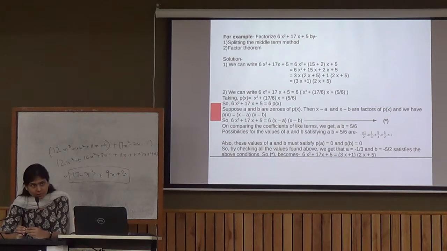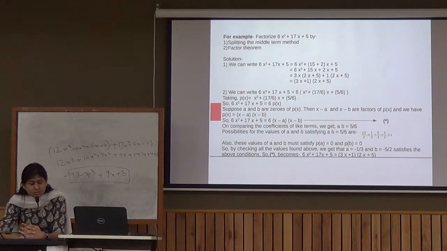Now, using the factor theorem, which becomes method 2 for factorization of polynomials, suppose p(x) is equal to x squared plus 17 by 6 x plus 5 by 6. And therefore, the original polynomial, that is 6x squared plus 17x plus 5, is equal to 6 into p(x).